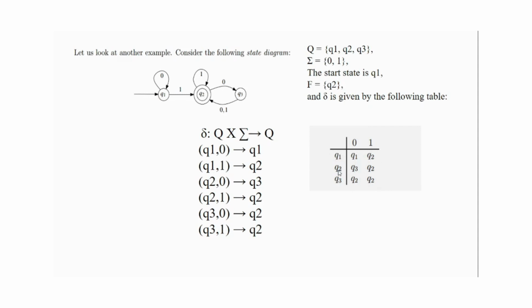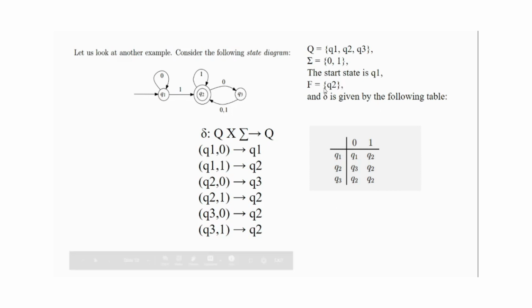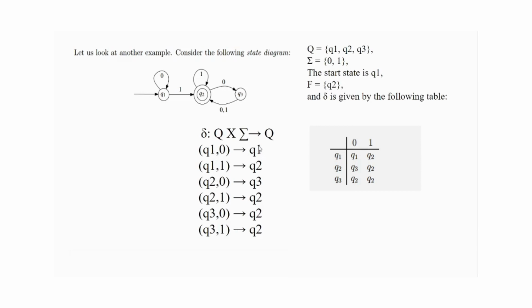Now look at this example. If the current state is q2 and the input is 0, then it will move to q3. q2 on 0 is moving to q3. So this is the transition table, one method to represent the transition function, and this is the second method, we already know it. So q1 comma 0, this is the current state, input is 0, and the state after transition. So both are equivalent. You can use any method to represent the transition function. Hope it is clear to you.